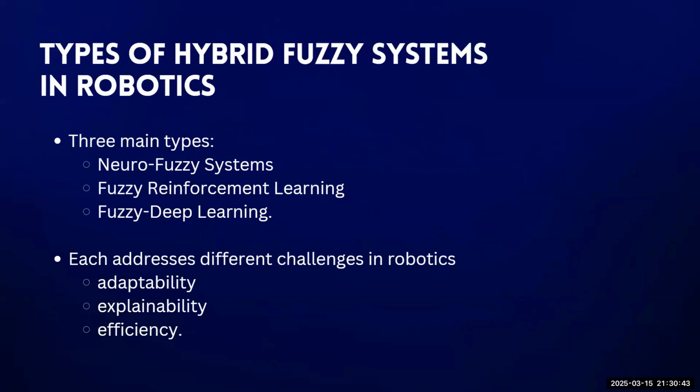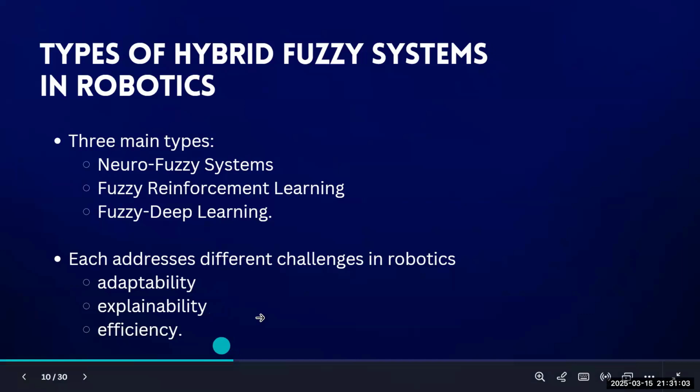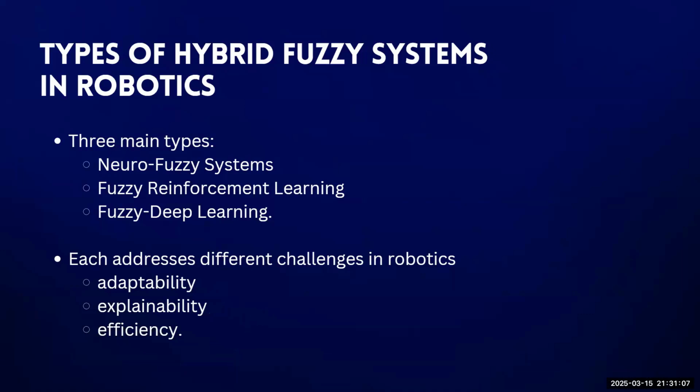Okay, so now we know why we need these hybrid approaches in AI-based robots. There are three main types that we can use. We have neuro-fuzzy systems, fuzzy reinforcement learning, fuzzy deep learning, and some other methods. Each of these addresses different challenges in robotics that we face, like adaptability, explainability, and efficiency.